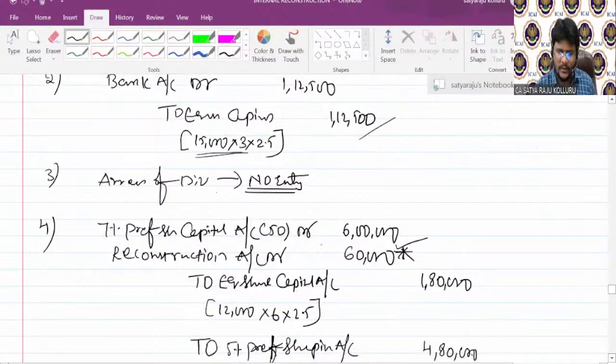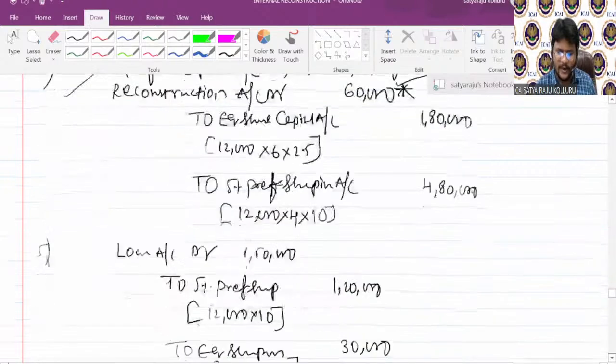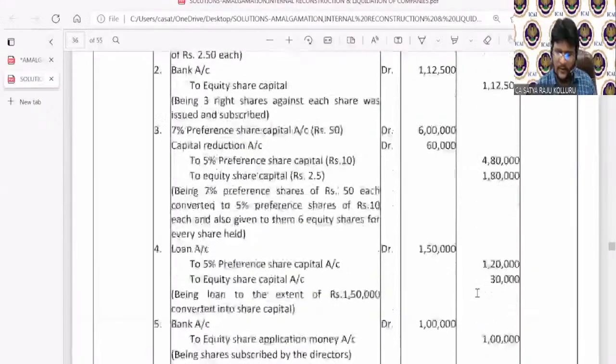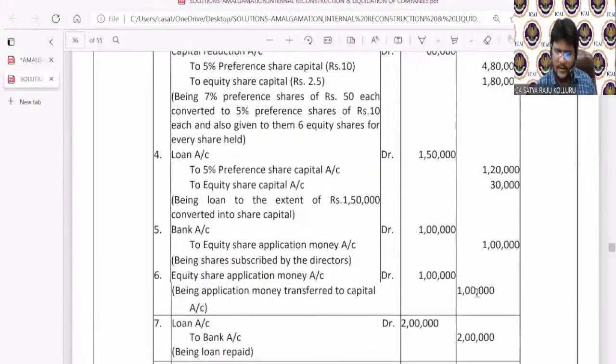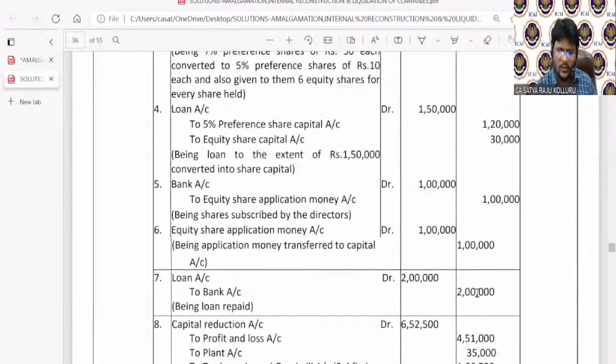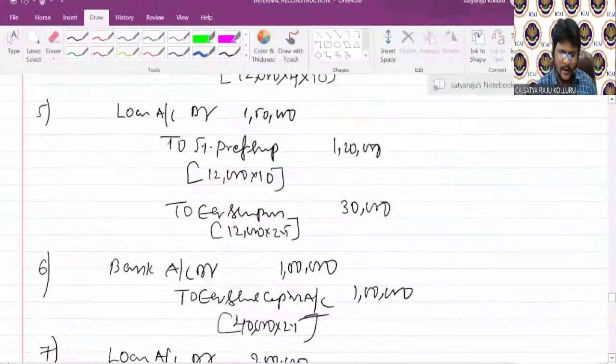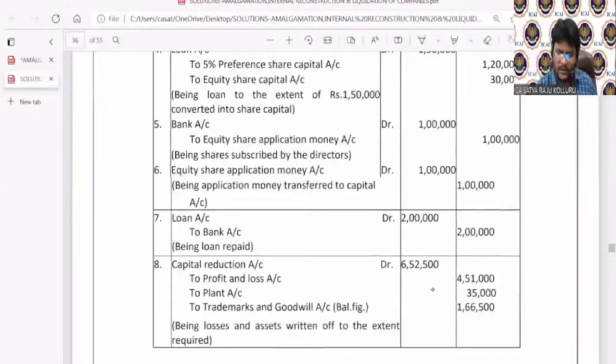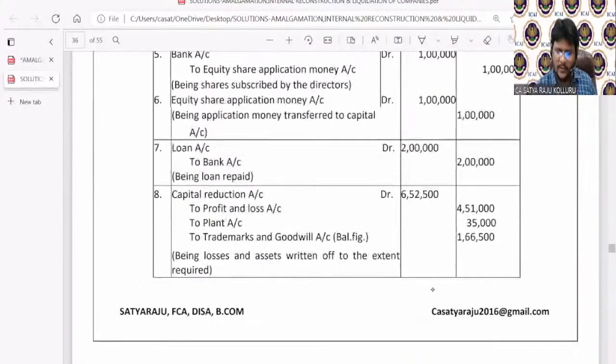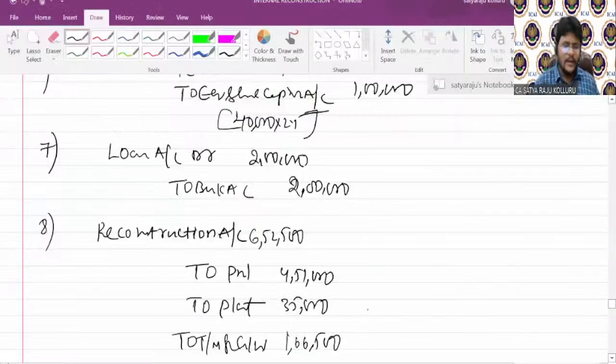I mean, the third entry means here 7% preference share capital. Okay. So next one is the loan entry. Fine. Next, which is related to the issue of equity shares, I made it correctly. Then loan to the bank, 2 lakhs, correctly. Capital reduction 6,52,500 to P&L 4,51,000, 35,000, 1,66,500. Everything is fine, guys. Absolutely. Right. We can proceed with the next problem.